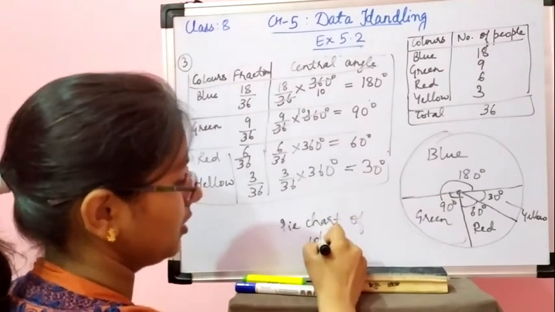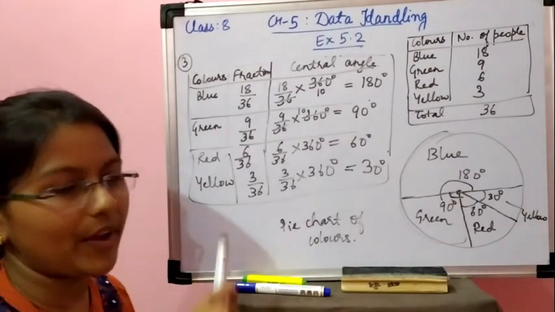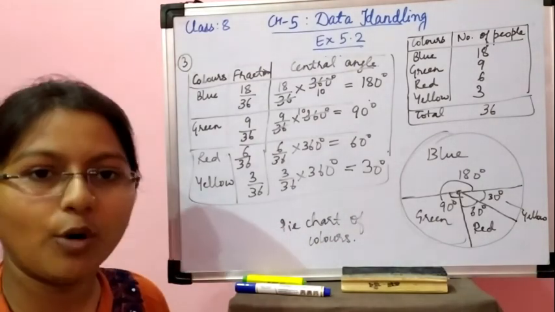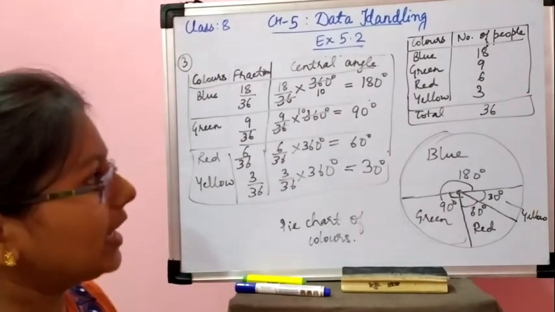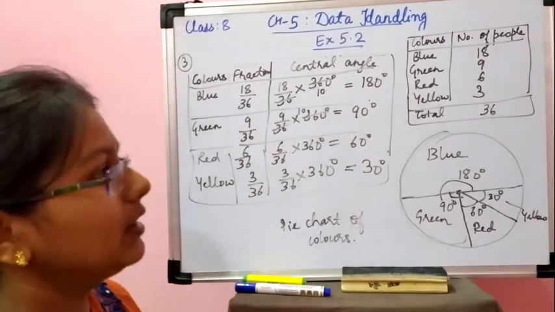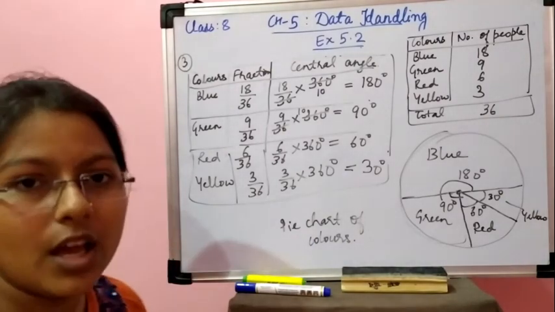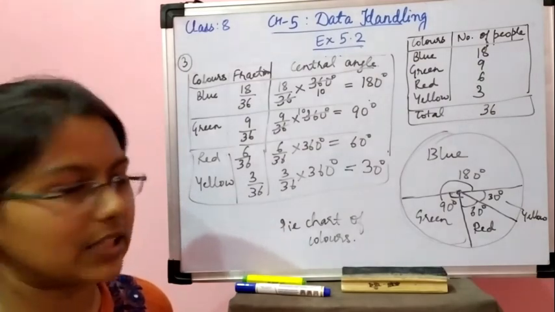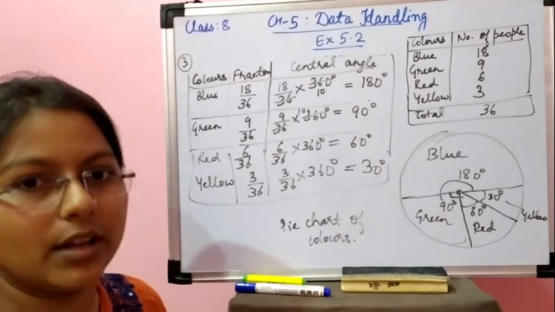Okay, so in this way we have done 3 questions of exercise 5.2. I hope that you all have understood how we can draw the pie chart, and if the pie chart is given to you, then how you can find the answer. There are a few more questions in this exercise which we will do in our next class. So just complete these 3 questions, then we will proceed ahead. Thank you, students.